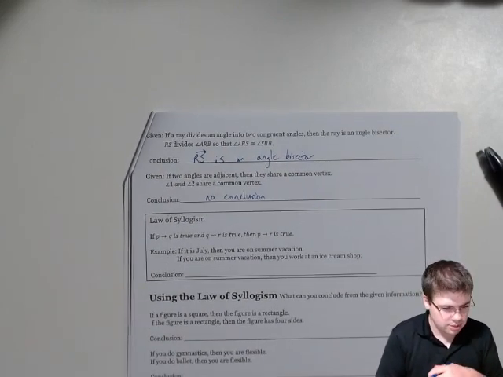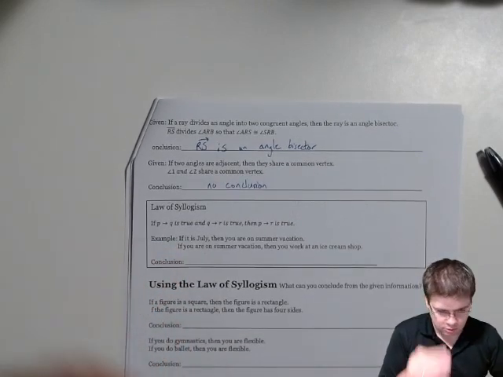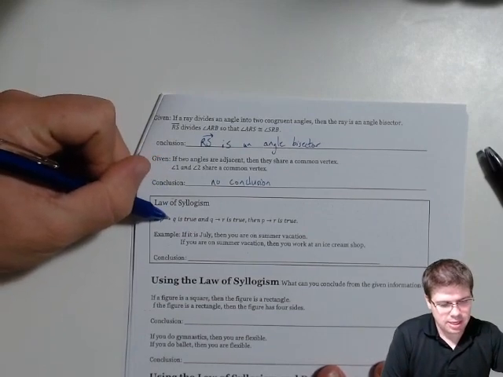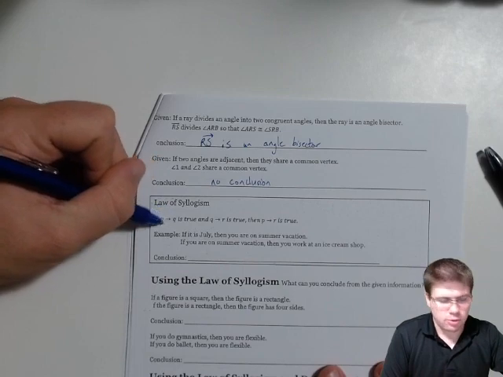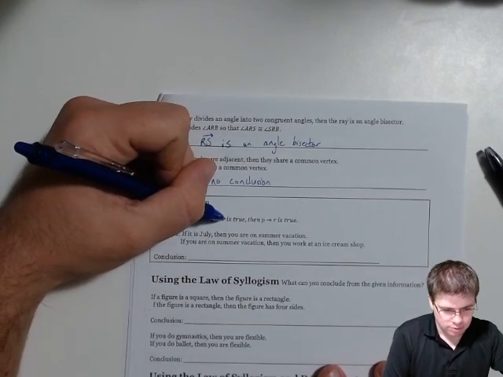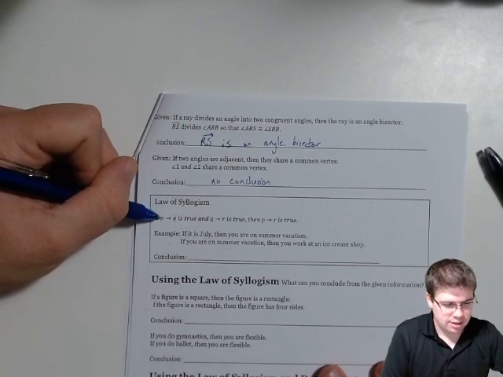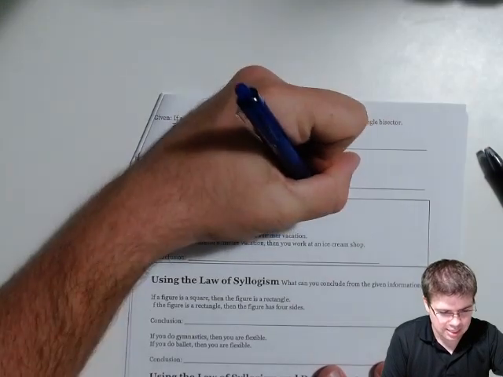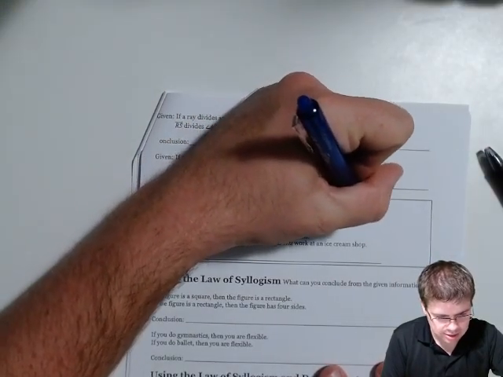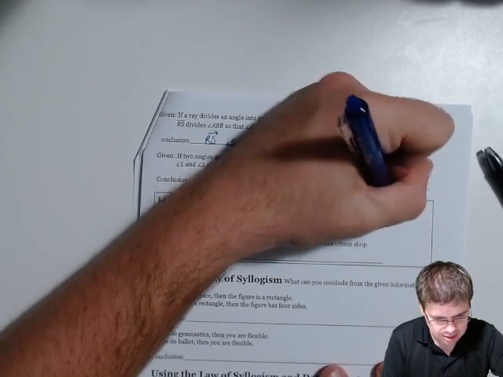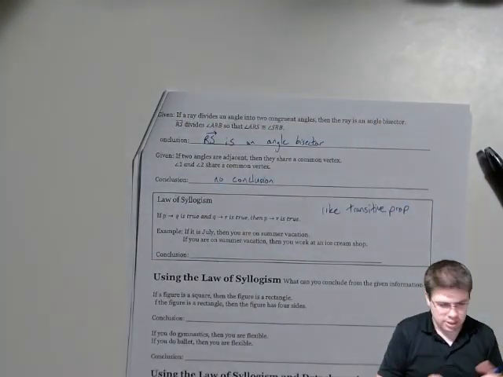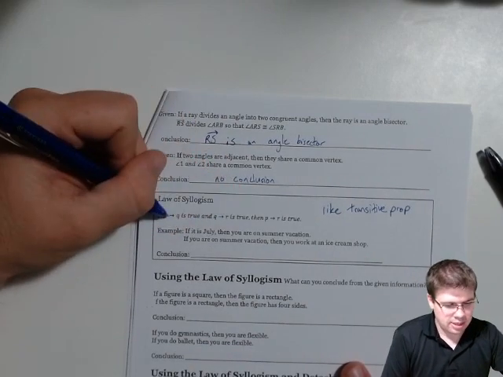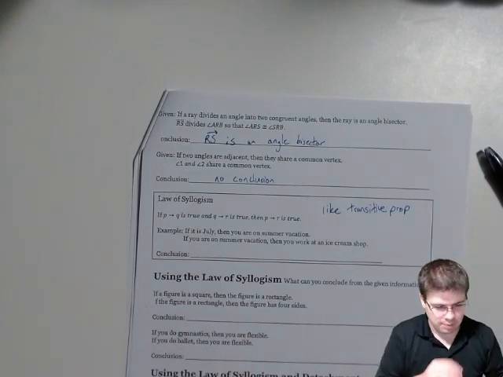The law of syllogism is a bit different, but we can also draw logical conclusions for conditional statements. So the way this one works is if if P then Q is true, and if Q then R is true, then we can kind of make that logical step. This is similar to the transitive property, but for logic with conditional statements. If P is true, then Q is true. And if Q is true, then R is true. That means if P is true, then R is true. We can leave that Q out.